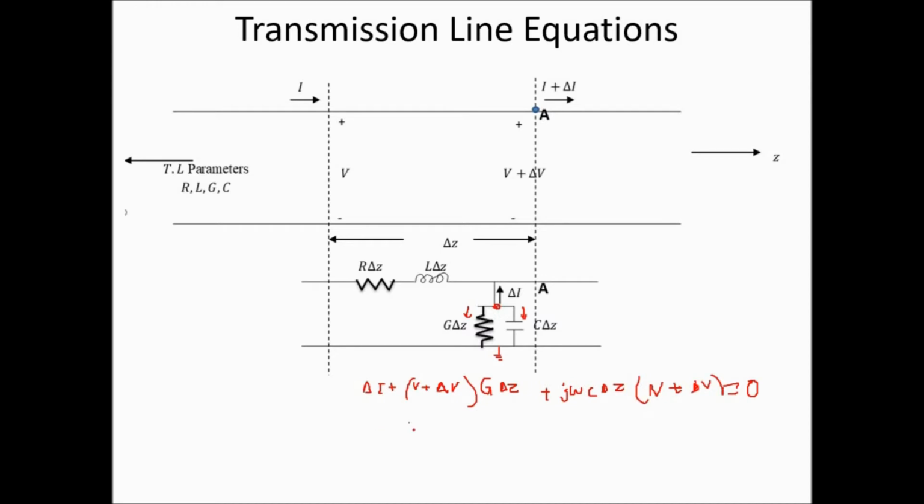As we can make an approximation here, you see the voltage regulation of a transmission line will be very low. So you can write V plus delta V is approximately V. The voltage variation from the source to generator will be very low. So if we approximate this, we can write delta I over delta Z equal to minus G plus j omega C times V.